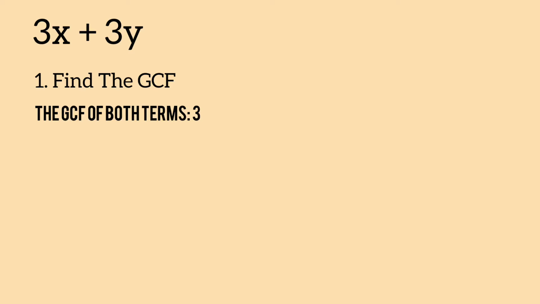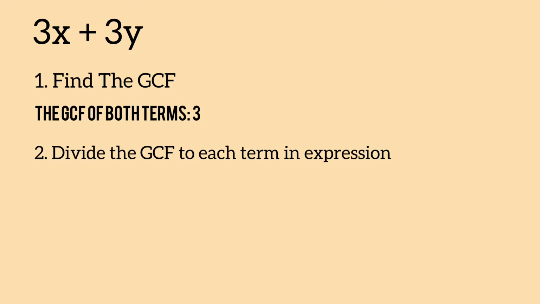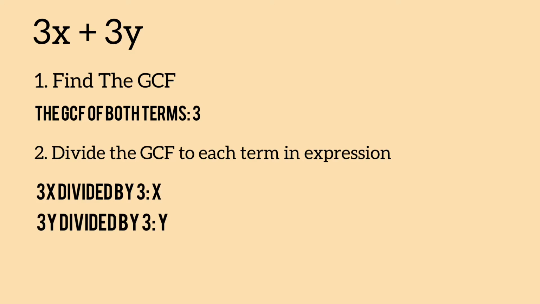Now that we have our GCF, we must place it outside the parentheses, or we should write it as the first term of our answer. Then we need to divide the terms from the given equation by the GCF. The first term from the equation given is 3x. 3x divided by 3 would be x. The second term is 3y. 3y divided by 3 would be y.